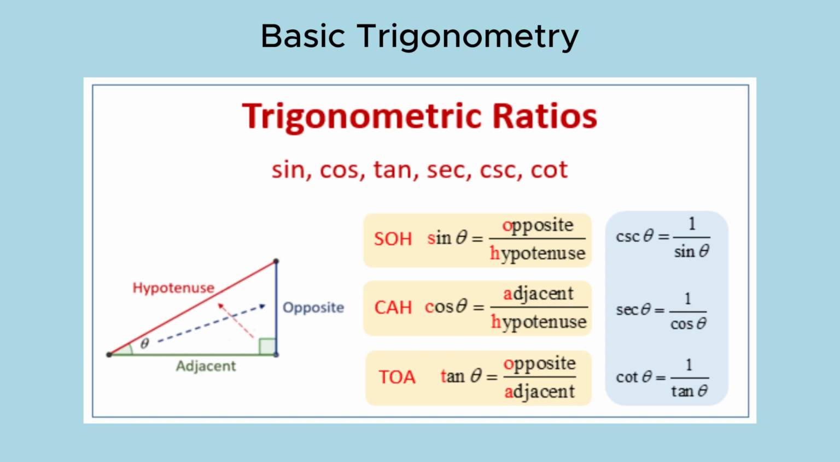If you look on the left, these are three extra trigonometric ratios. Cosecant theta is the reciprocal of sine, whereas secant is the reciprocal of cosine, and cotangent is the reciprocal of tangent. So eventually you need to understand all these first three trigonometric ratios and their respective reciprocals.